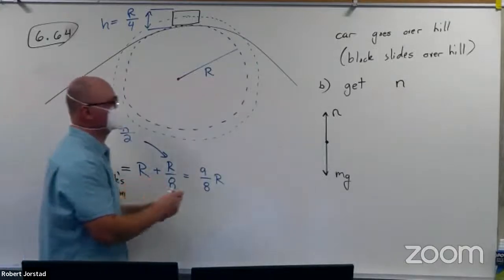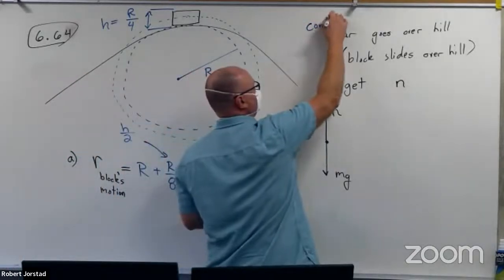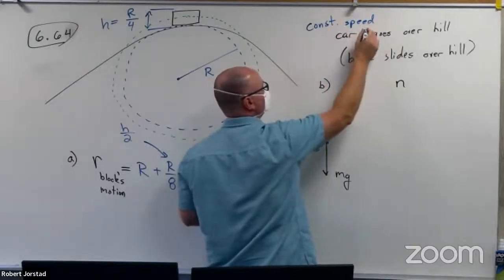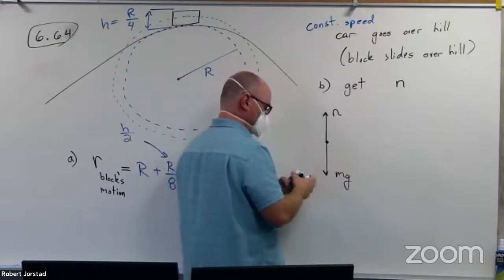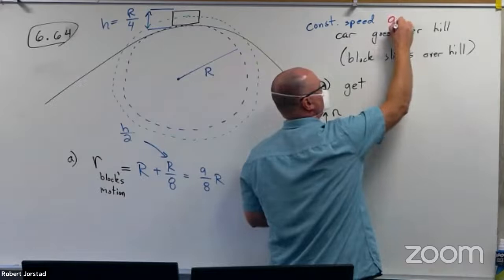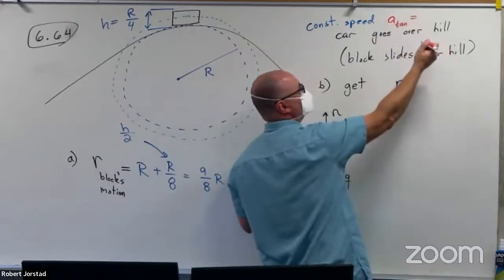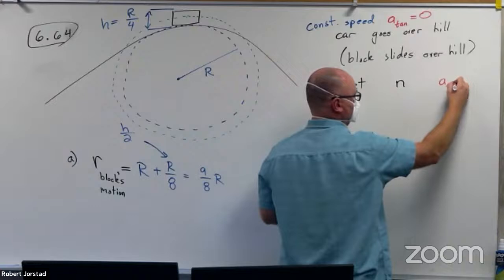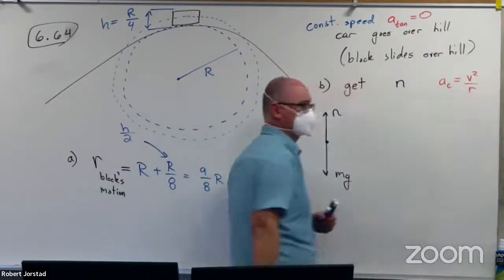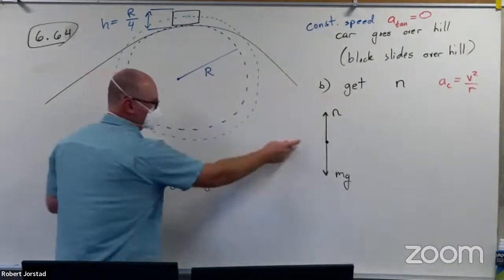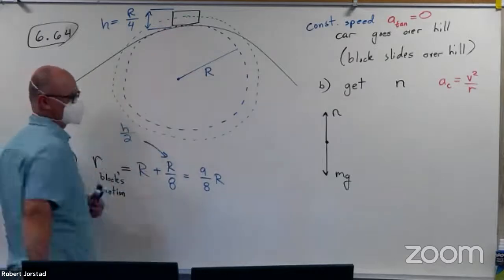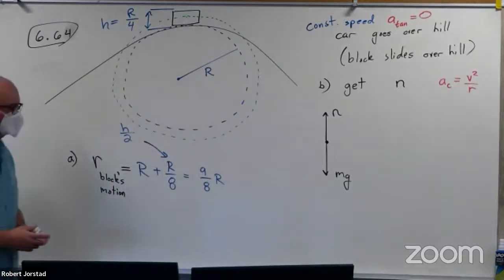Let's say we have constant speed just to make the problem easy. Does that set acceleration to 0? No. What does that tell us? Two things. What is a tan? That's 0. And then AC is the total acceleration. Right? Which way is AC? At the top of the hill, which way is AC? Down?